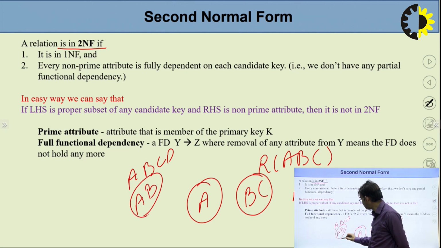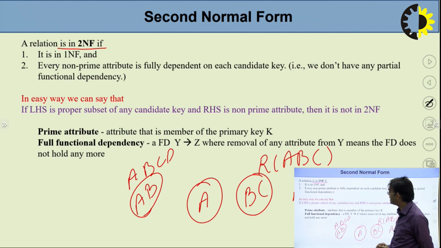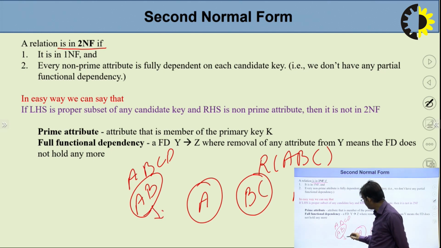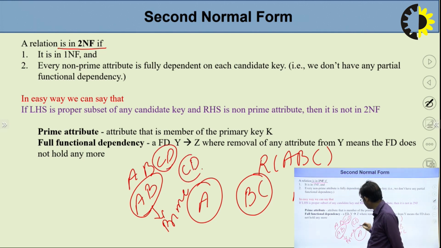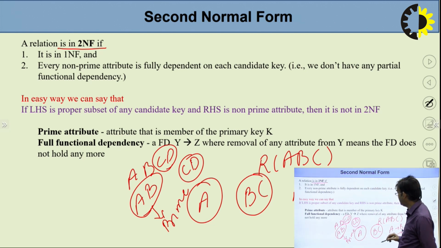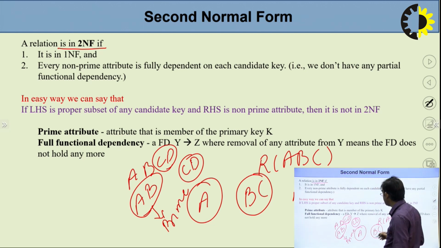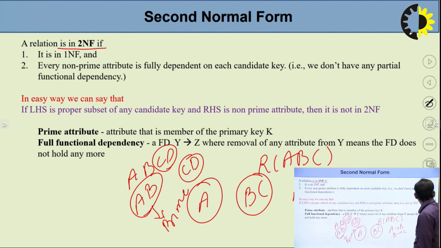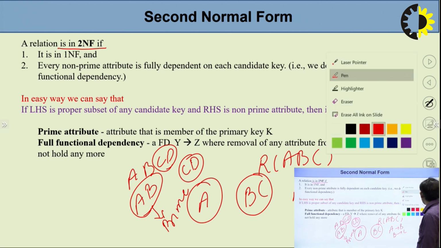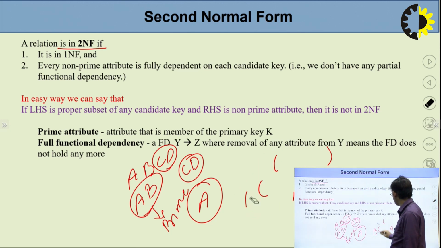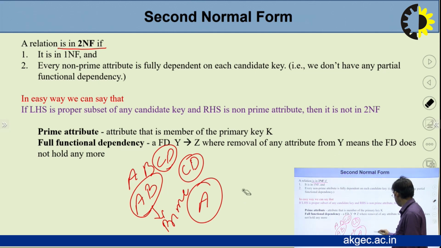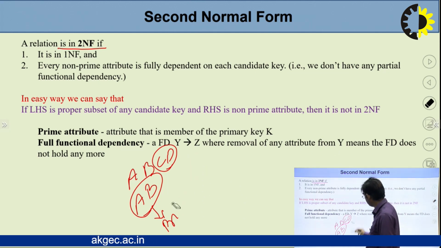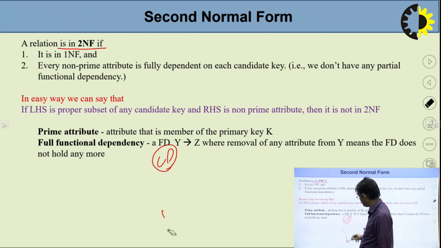If any attribute is part of the candidate key, that will be a prime attribute. AB will be the prime attributes. And CD is not part of the candidate key, that's why it will be a non-prime attribute. If any attribute is not part of the candidate key, that attribute is a non-prime attribute. And if any attribute is part of the candidate key, that attribute is a prime attribute.